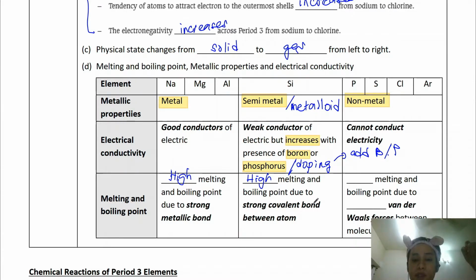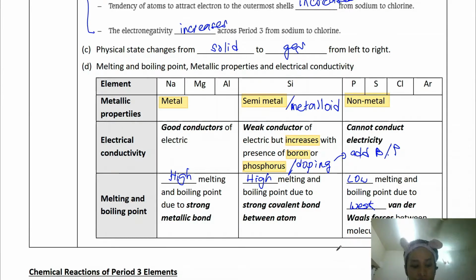All right, so this one later on you will learn in chapter 5, bonding. We will go in detail about the meaning of covalent bond. For non-metals, remember, low melting and boiling point due to weak van der Waals forces.